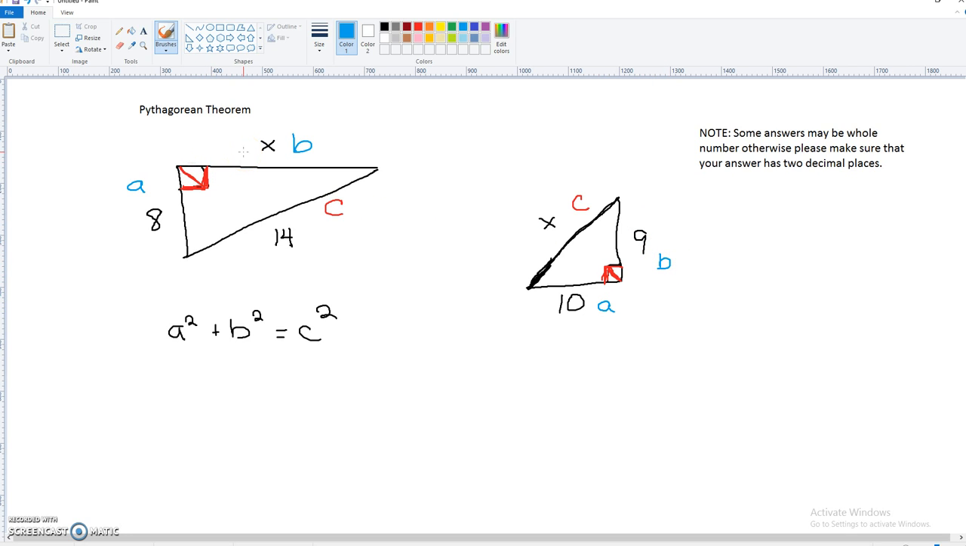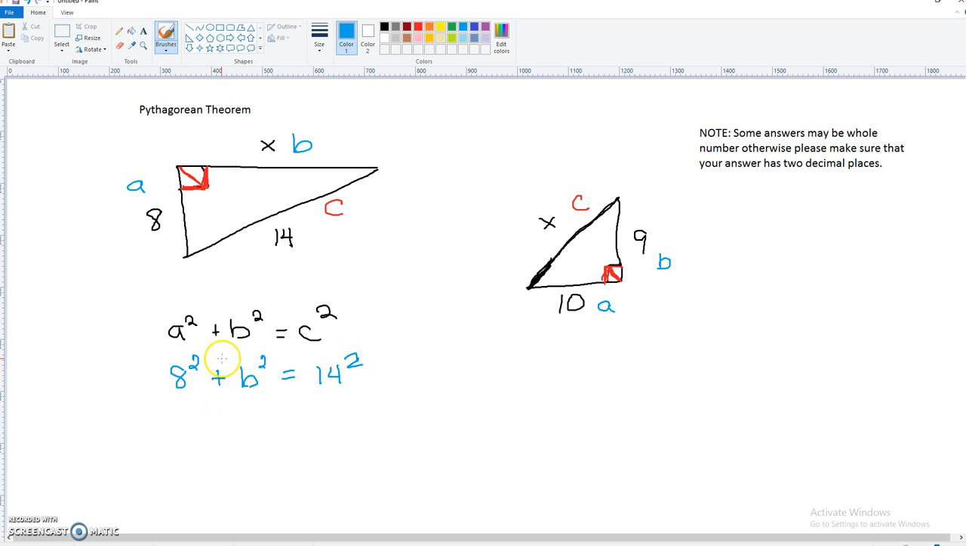So once you've figured out the sides, which is half the challenge, then all you need to do is substitute it into the formula and solve. So we're going to work on this first example here. We've decided that 8 is A, so we're going to put 8, and it needs to be squared, plus B squared equals 14 squared.